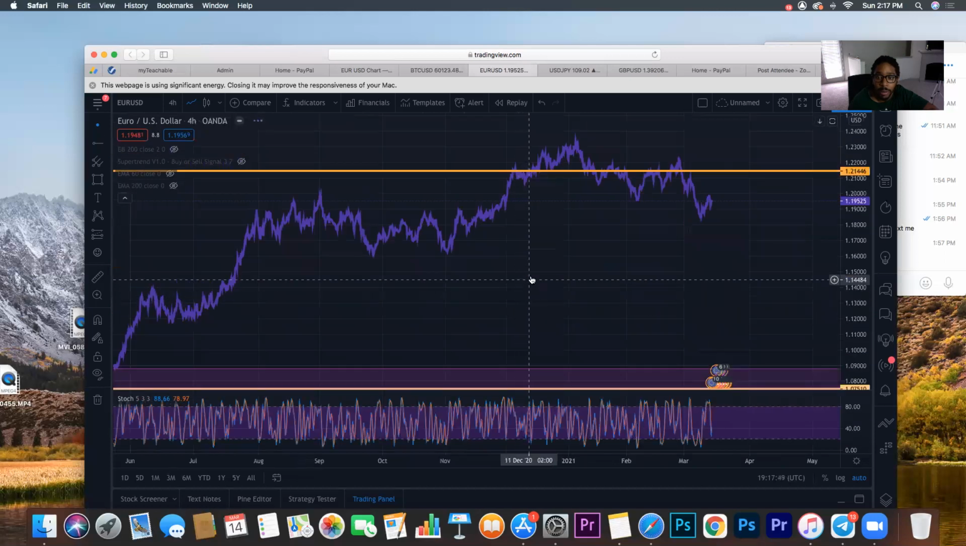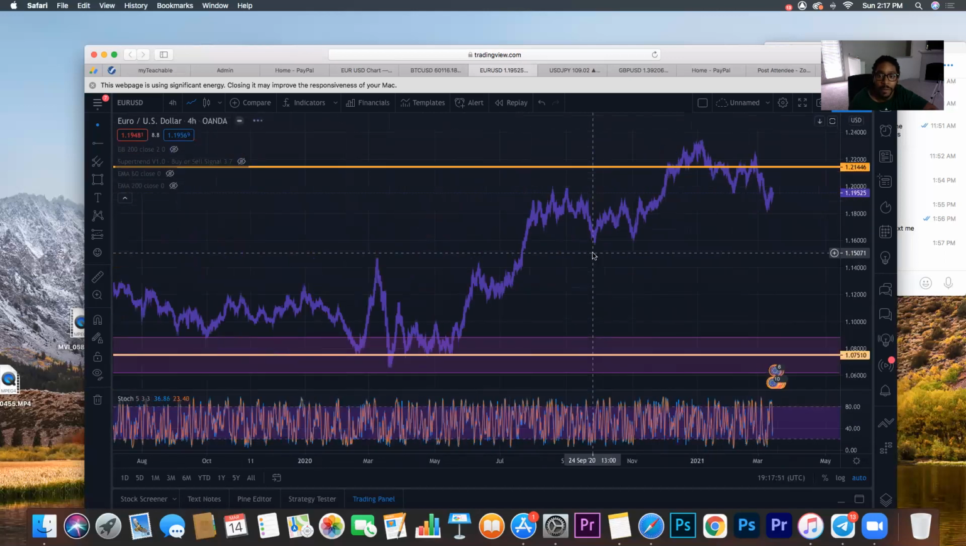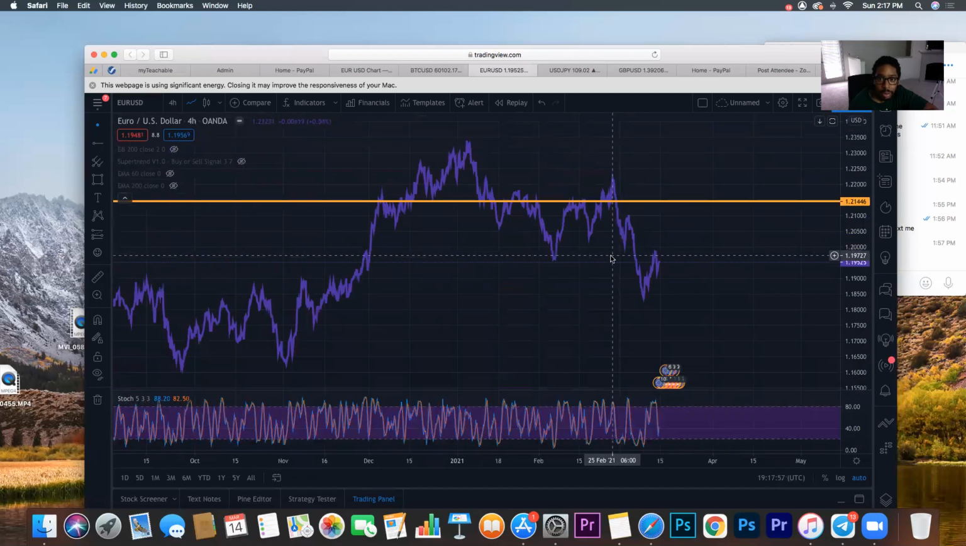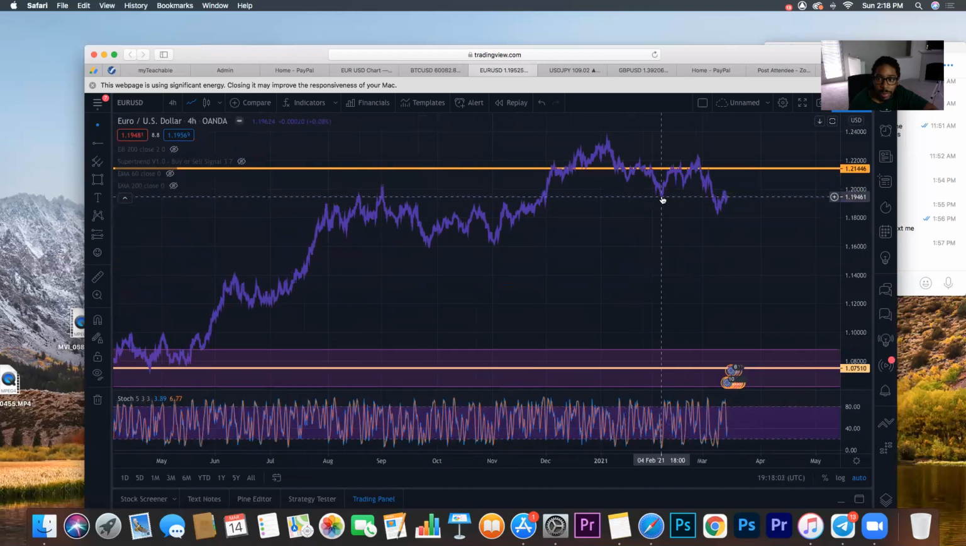Then we drop down to our 4 hours. This is where I usually get my confirmations from, guys. So on Euro USD, we getting a push down to the downside, like we making this downward trend. We already passed this zone right here, where it was resistance. It broke resistance. It's coming back up, retesting resistance right here, right now.